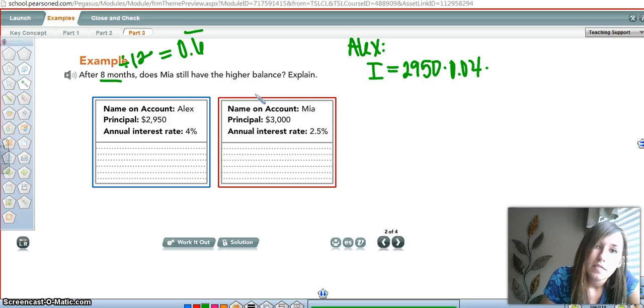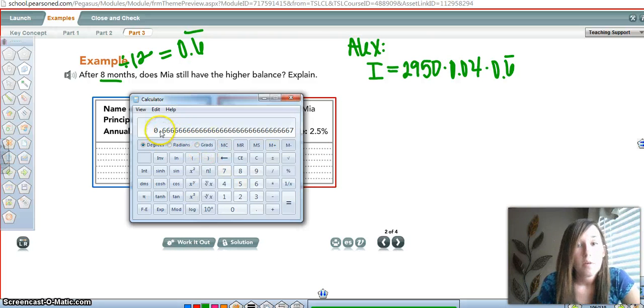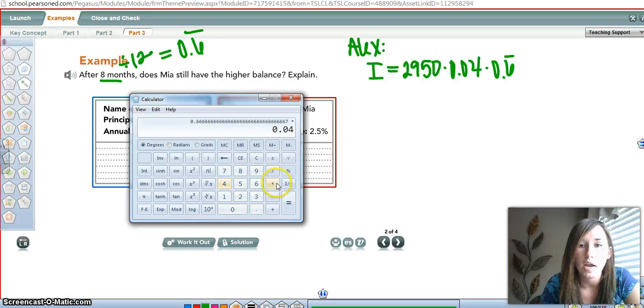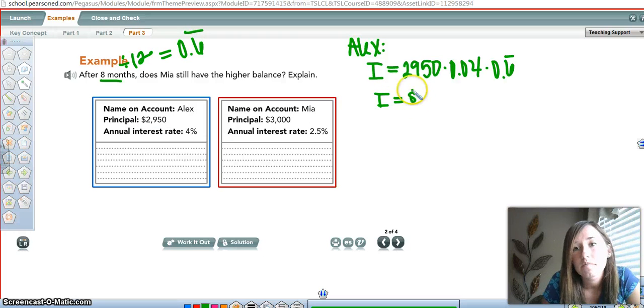Oh, now, this is a good point to bring up. We have a 6 repeating. We use the bar over the 6 to indicate that it's repeating. Now, when you want to type that into a calculator, you have a few options. Already, you can see that I typed 8 divided by 12, and so I have this big 6 repeating, so I can just continue to type in my other numbers. Times 0.04 and times 2,950. So it's about $78.67 in interest.